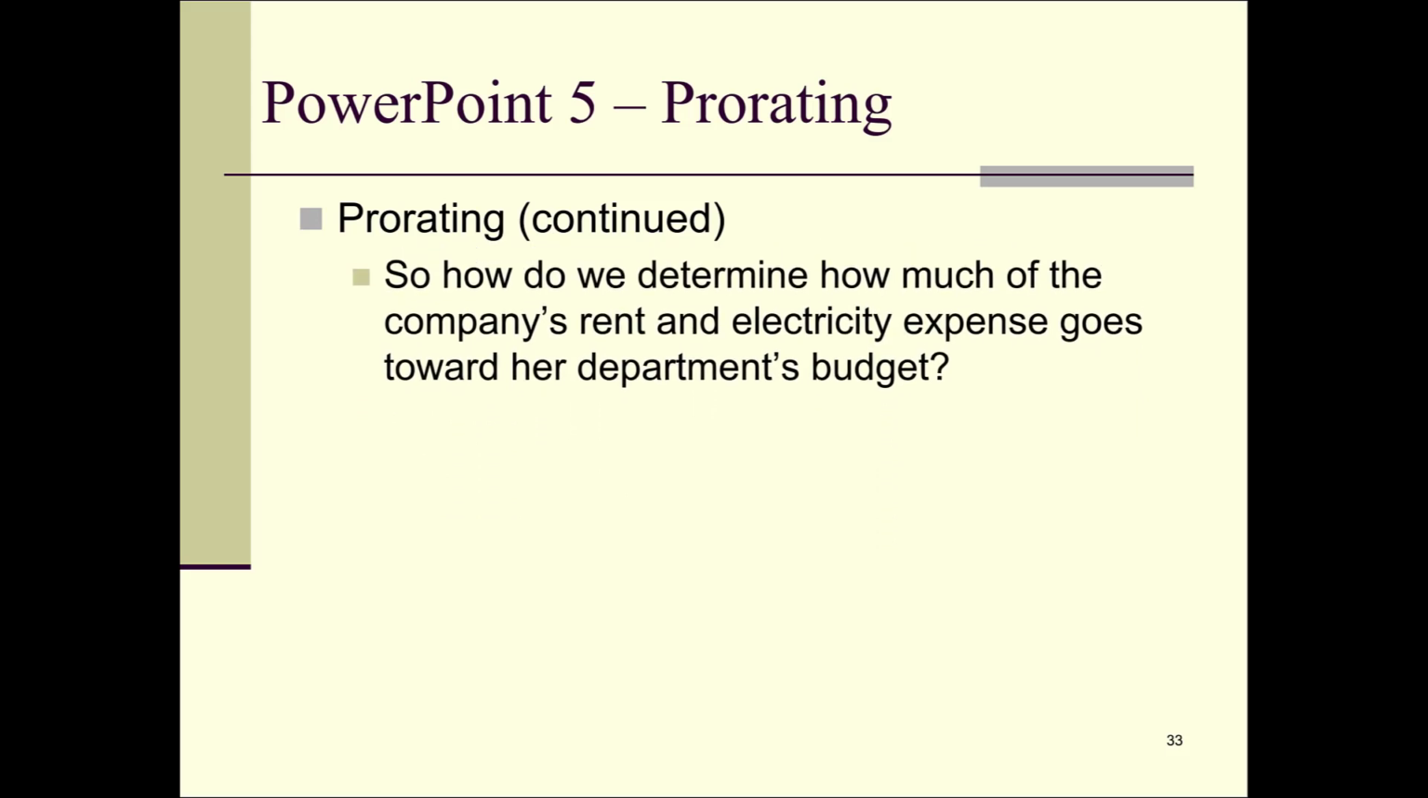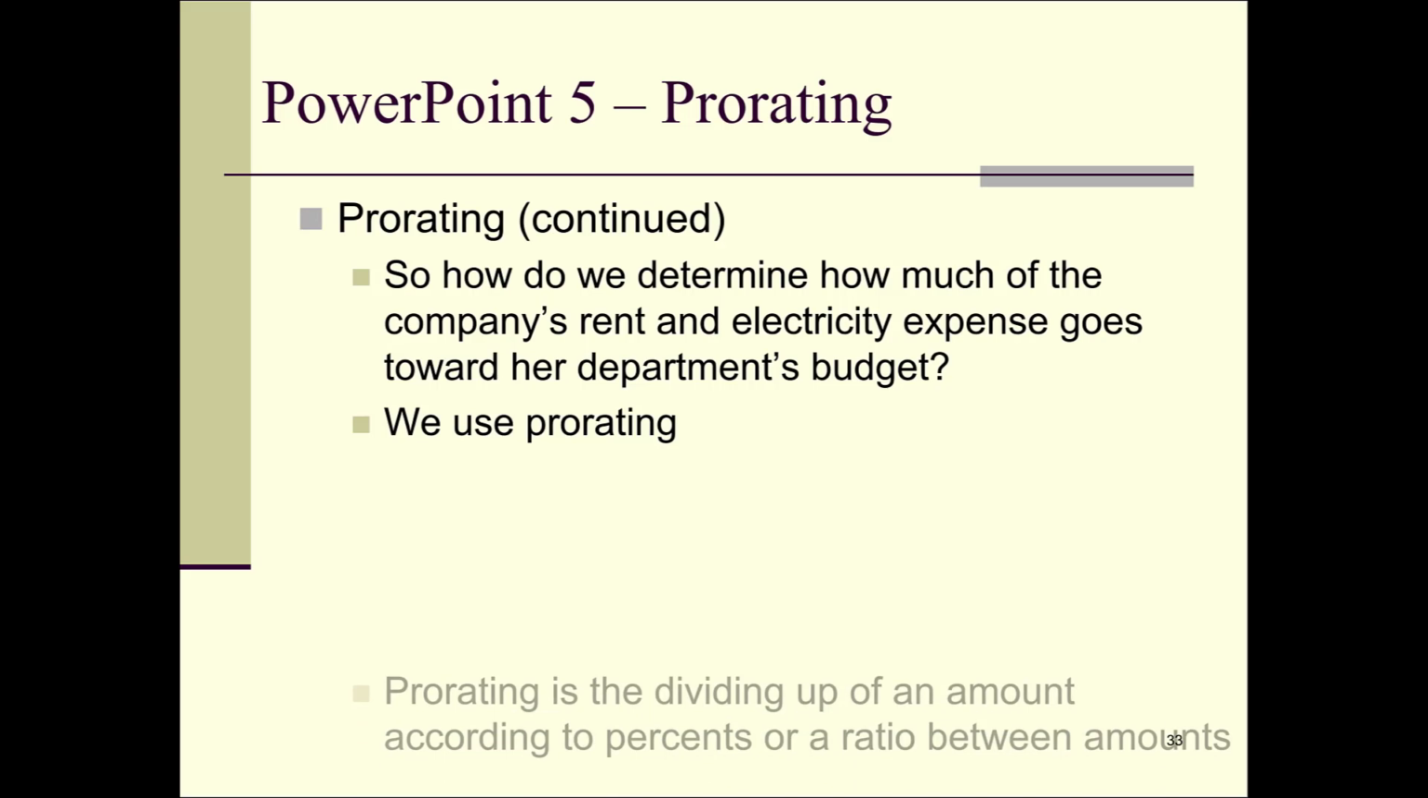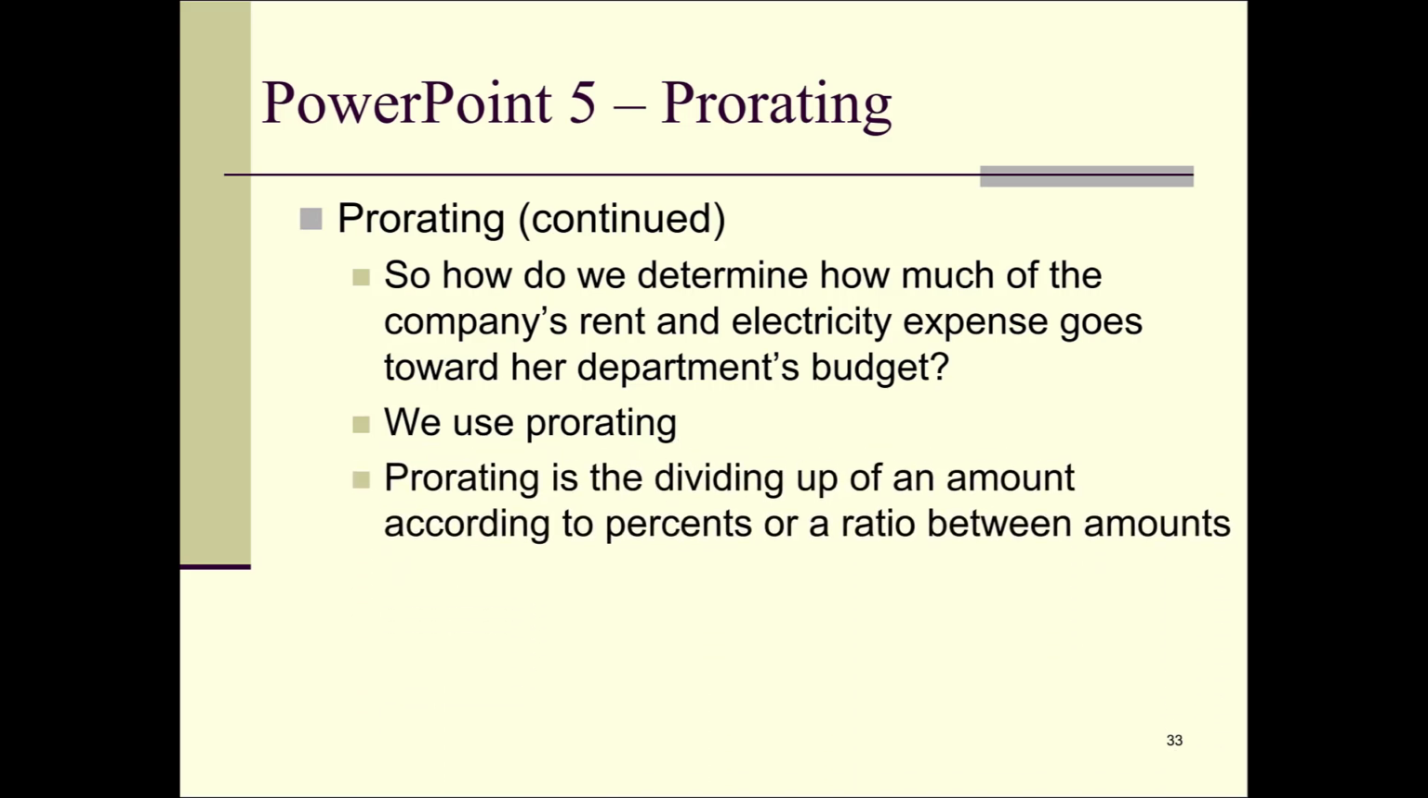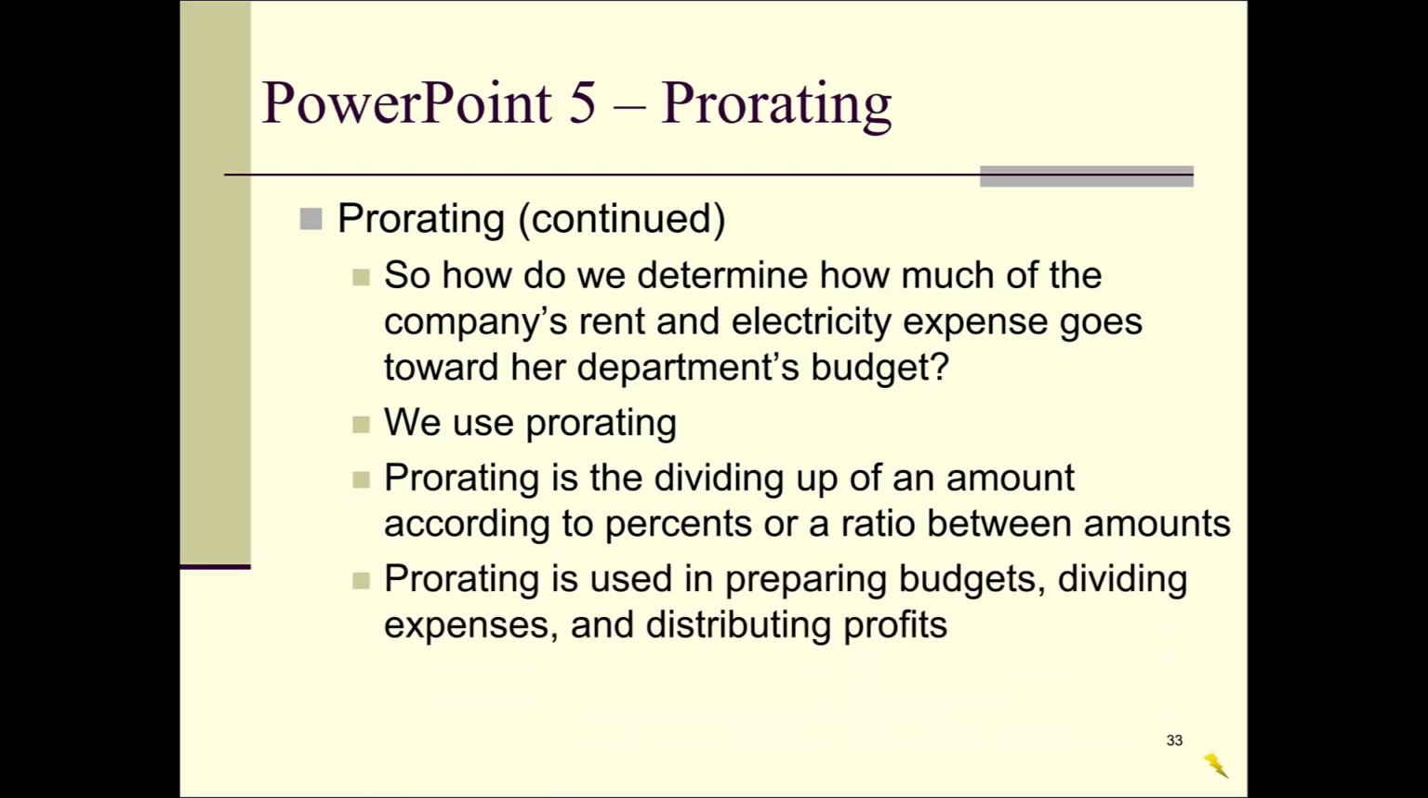So how do the accountants determine how much of the company's rent and electricity expense goes towards her department's budget? Well, they use a process called prorating. Prorating is the dividing up of an amount according to percents or a ratio between amounts. This prorating process is used in preparing budgets, dividing expenses, and distributing profits.